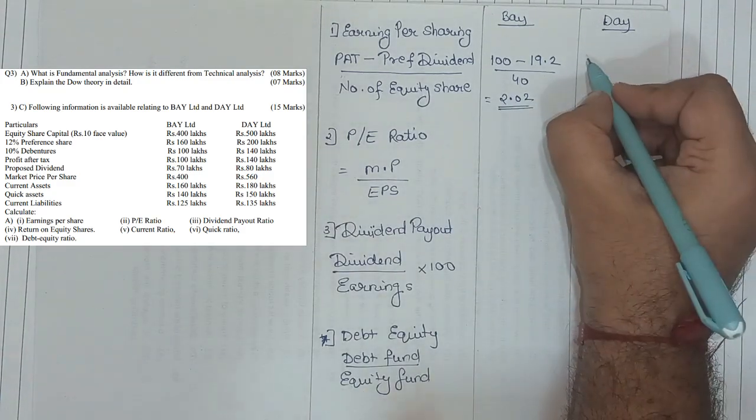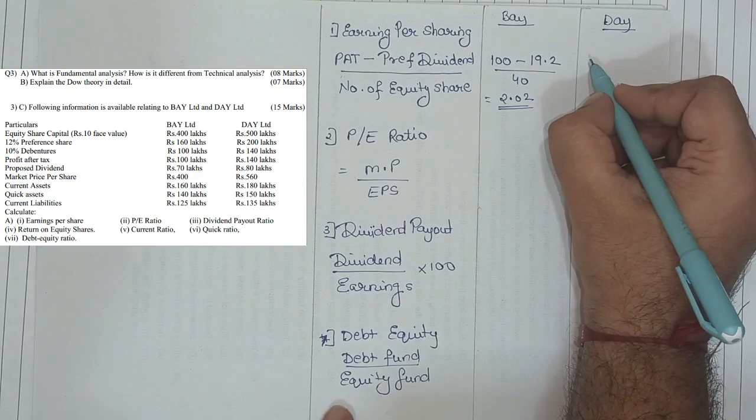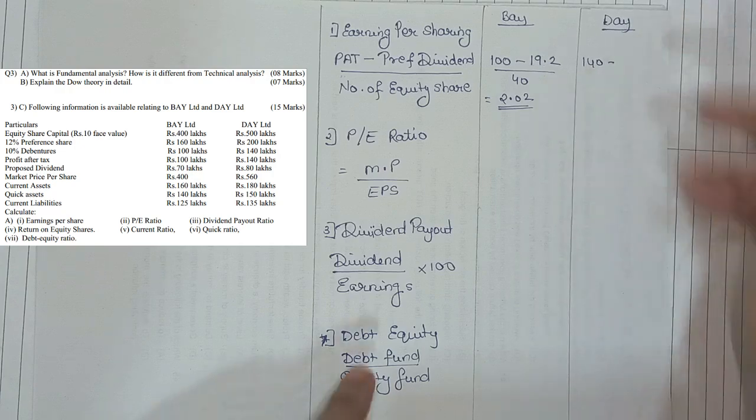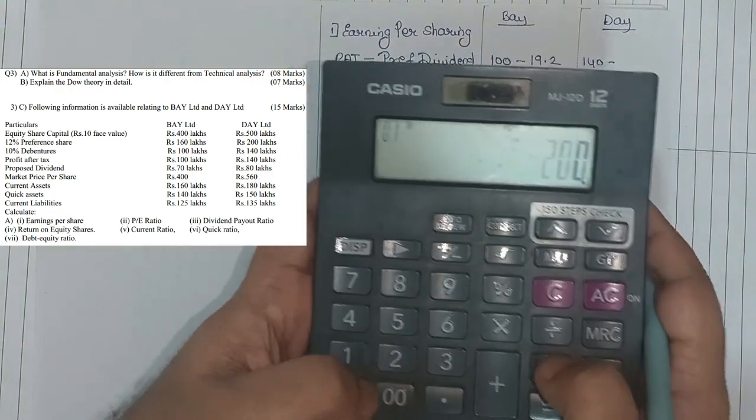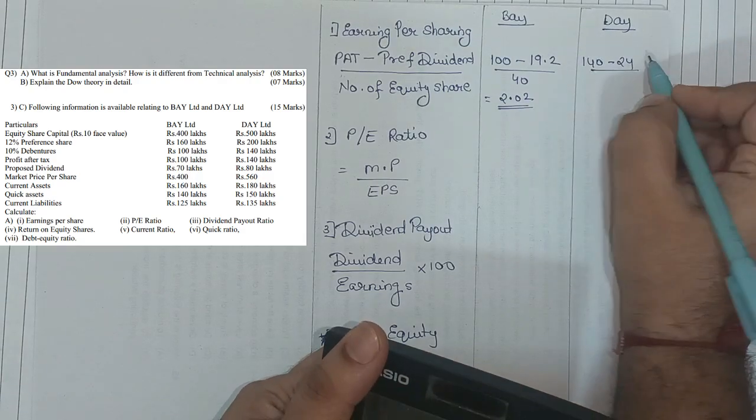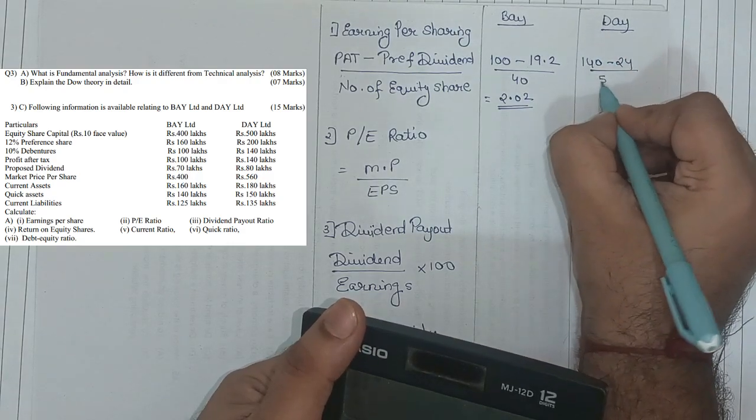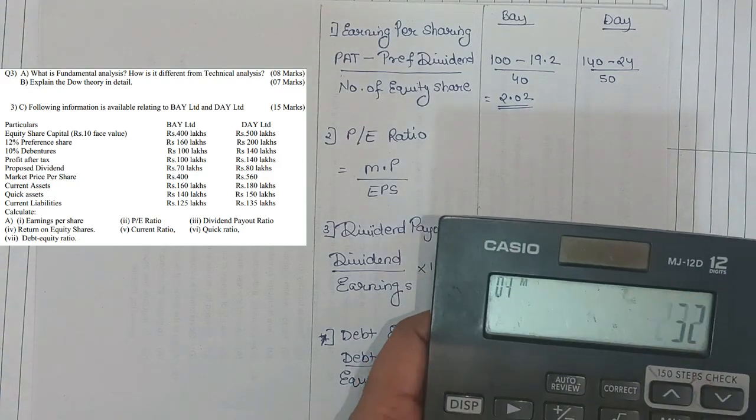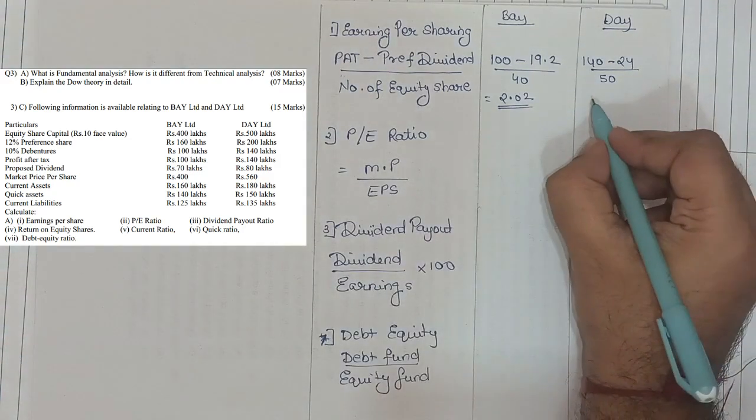Same way for Day, the profit after tax is 140 minus preference shares of 200 into 12%, which comes to 24. Okay, 500 divided by 10, 50. So 140 minus 24 divided by 50, 2.32.